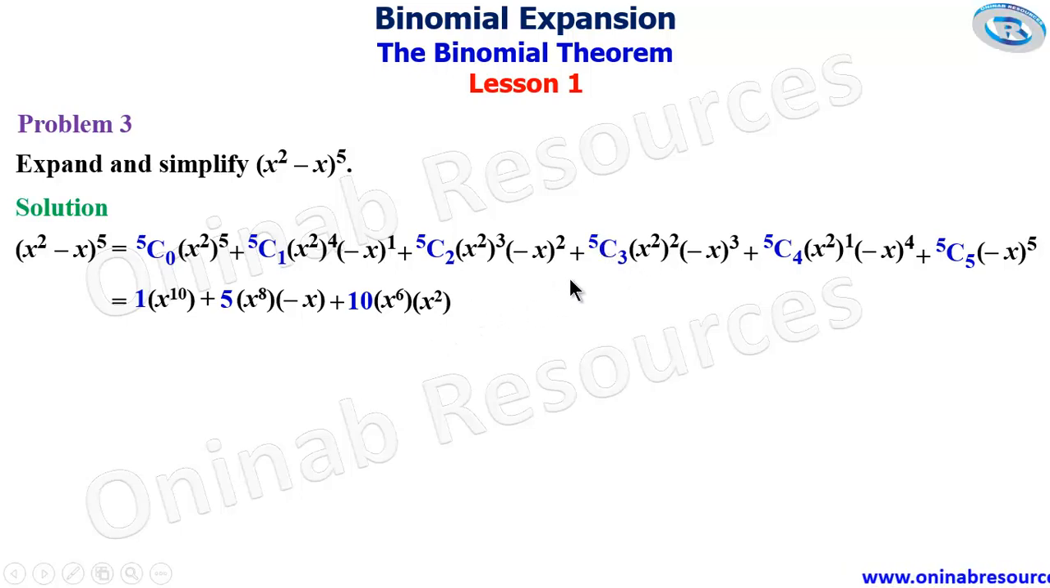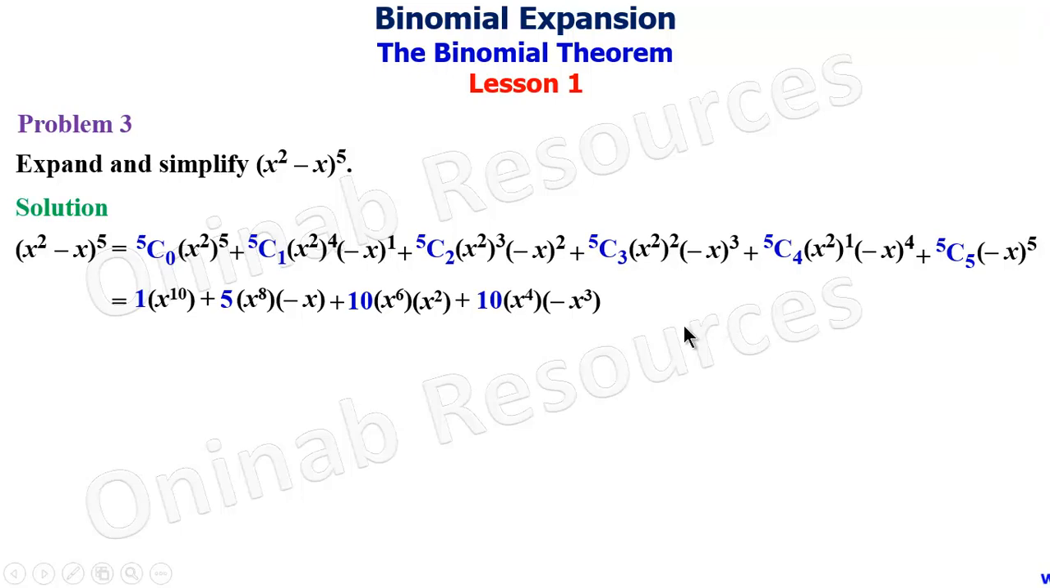Now in the next term, we are going to have 5 combination 3, which is a 10. Then x raised to power 4. This is going to be negative x cube. So we are done there.